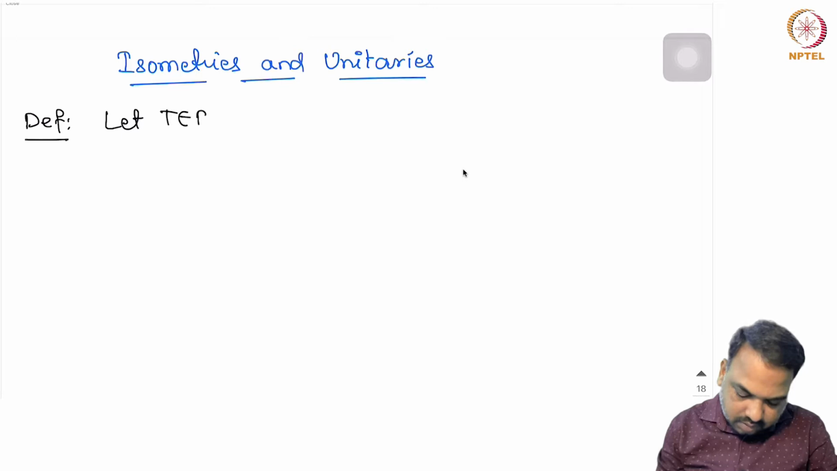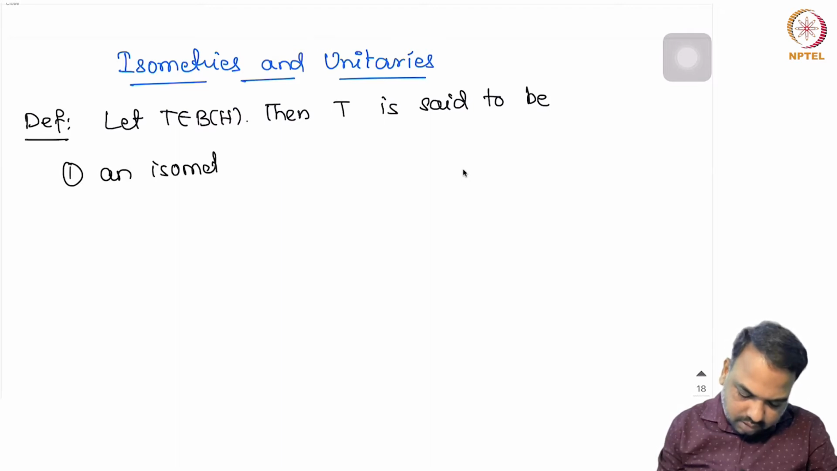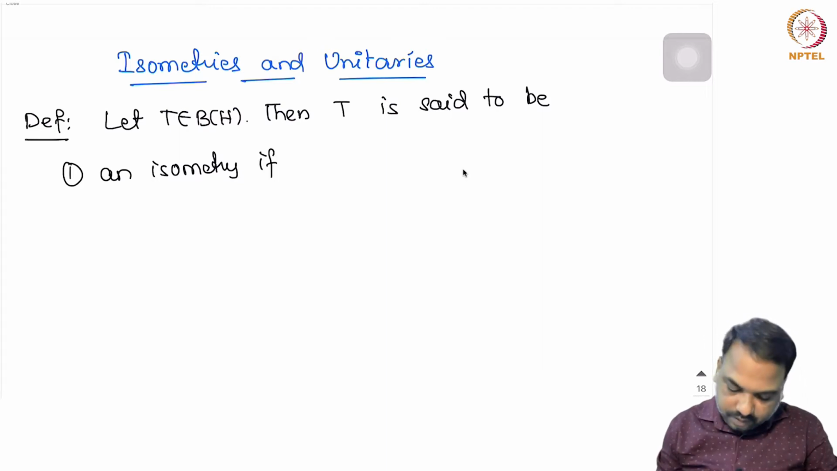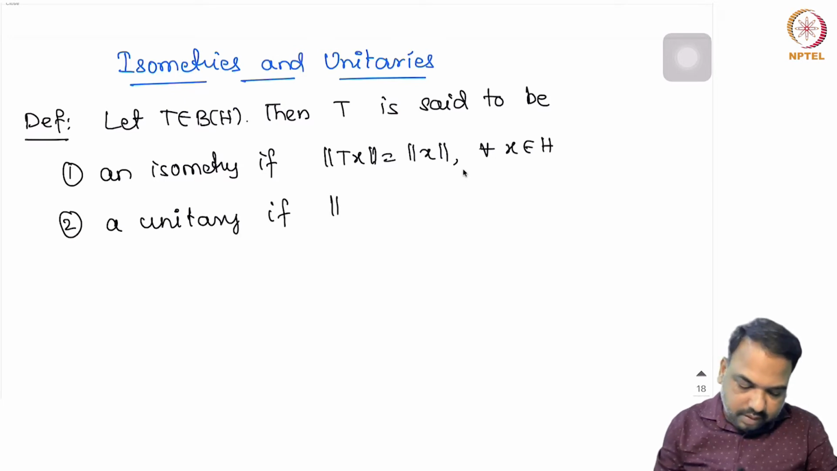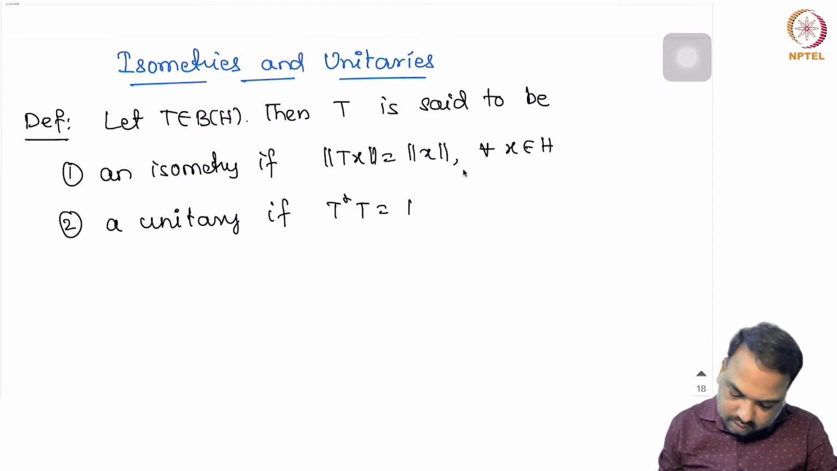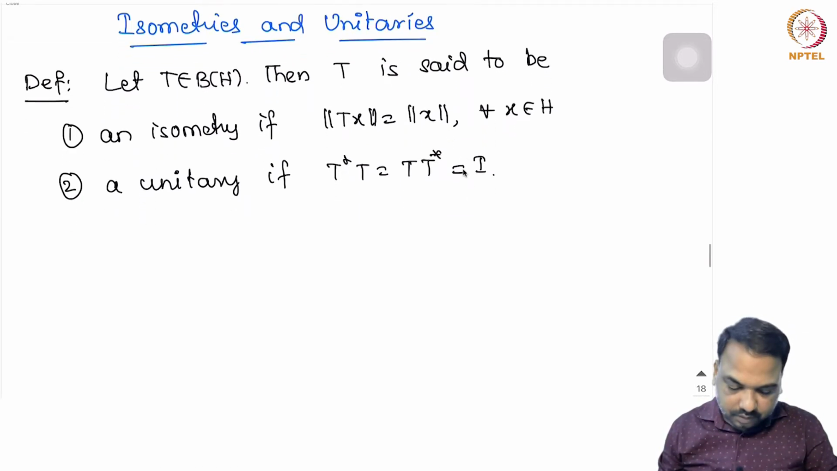Let T be a bounded operator on H. Then T is said to be an isometry if norm Tx equals norm x for every x in H. It is said to be a unitary if T star T equals T T star, that is, identity on the Hilbert space H. So let us quickly look at examples.